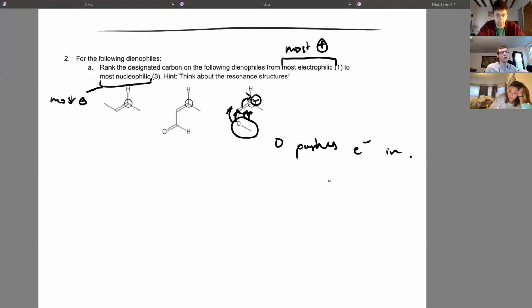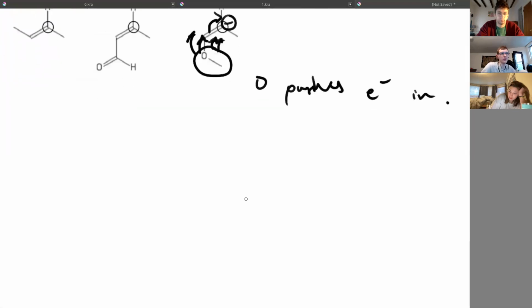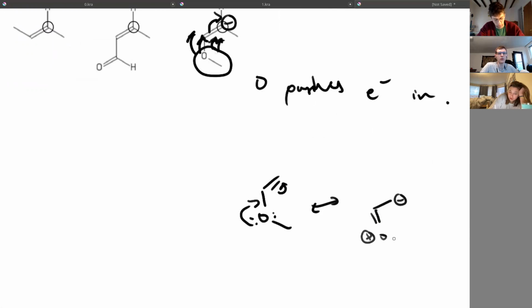Okay. Can you explain why it's an electron donor? I thought it was really electronegative, so it takes electrons away. So even though it's electronegative, it's an electron donor because you can get a resonance structure with it. So you can do this. And this is like an okay structure. It's a valid resonance structure.